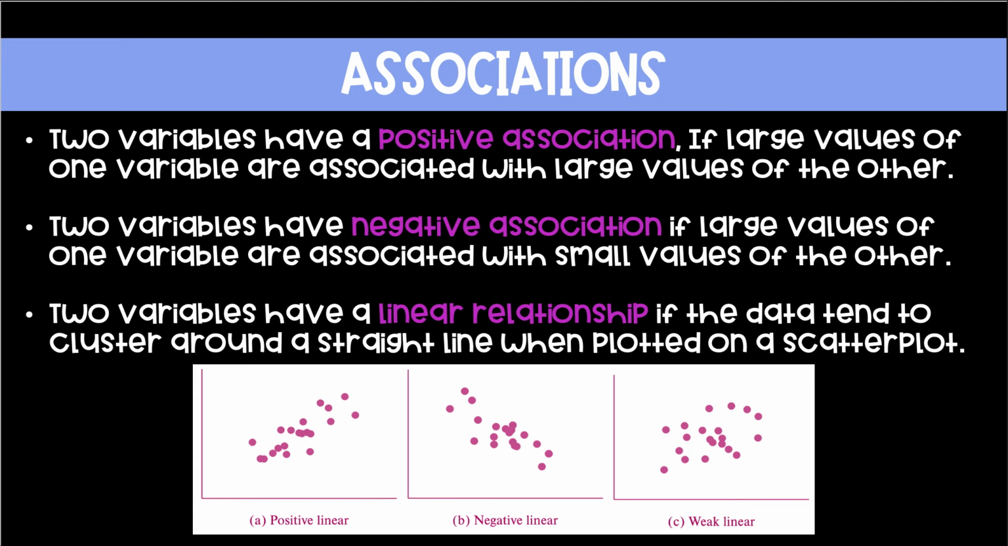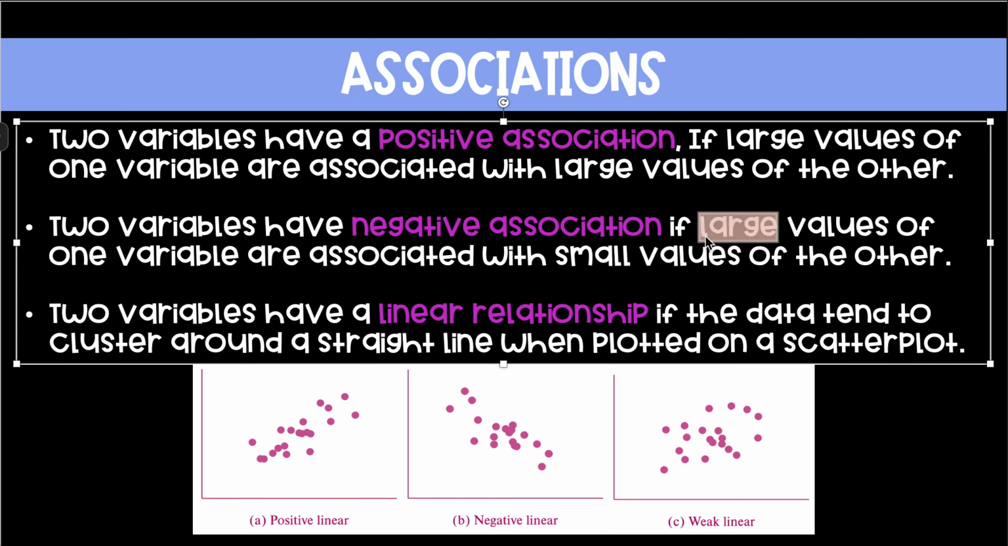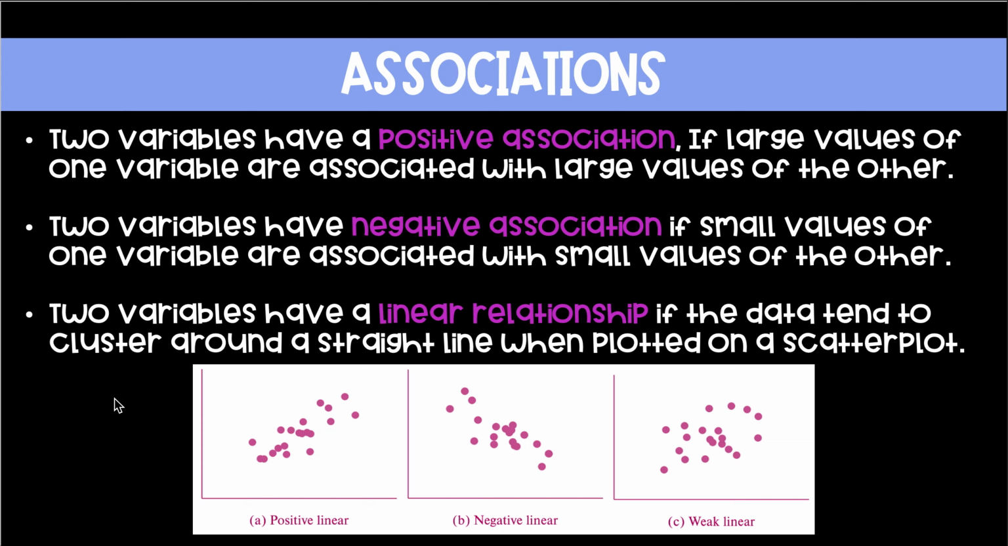Okay, so two variables have a positive association if large values of one variable are associated with large values of the other. Two variables have a negative association if large values of one variable are associated with small values of the other. I just spotted a mistake. Two variables have a linear relationship if the data tends to cluster around a straight line when plotted in a scatter plot.